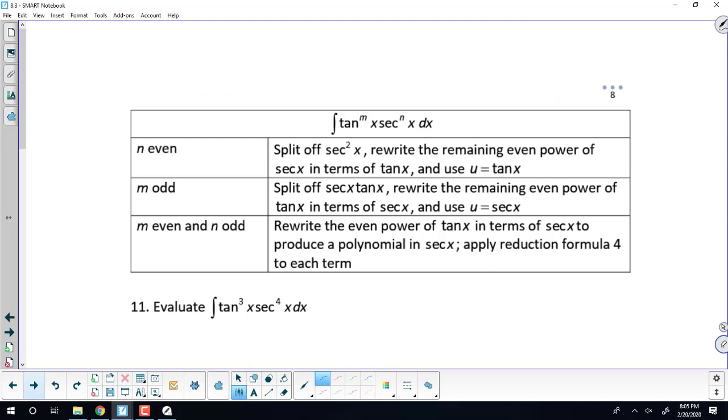All right, for powers of tangent and secant, there are two cases that we're focusing on. When n is even, that's the power on secant, that's the procedure we apply. And when m is odd, m applies to tangent, so when tangent is odd, we're going to apply this procedure.